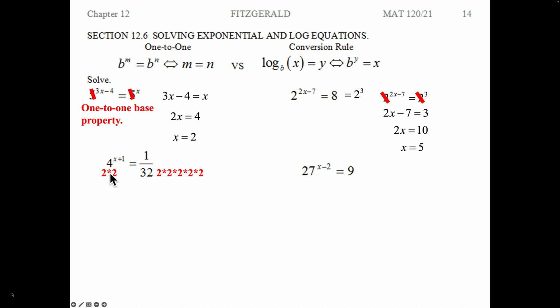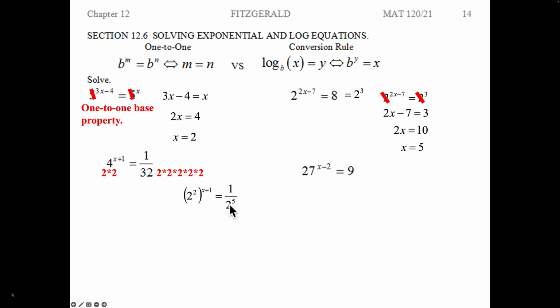Our next problem here, 4 to the x plus 1 is equal to 1 over 32. We're going to break the 4 down to 2 times 2. The 32 is 5 2's multiplied together. So this is 2 squared to the x plus 1. This is a power to a power, so we're going to multiply those two exponents. 1 over 2 to the 5th, however, this is not one-to-one base because this base 2 is in the denominator. This is in the numerator.